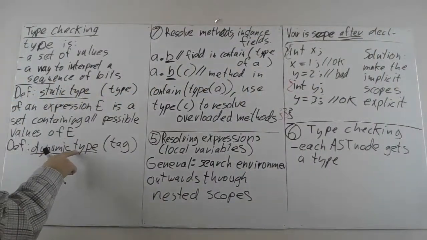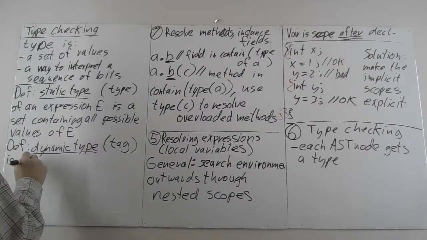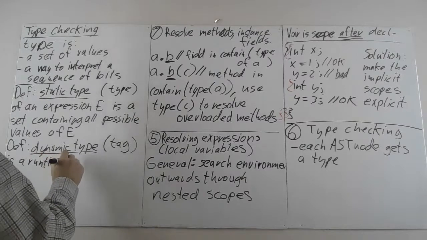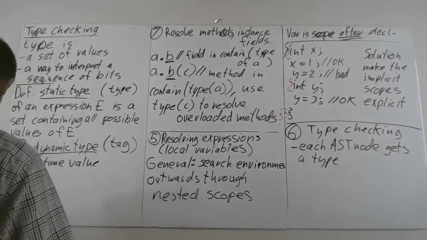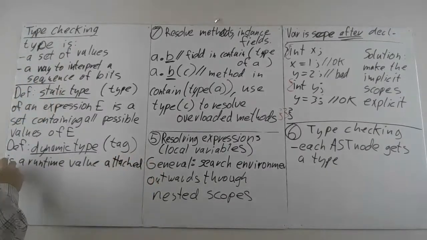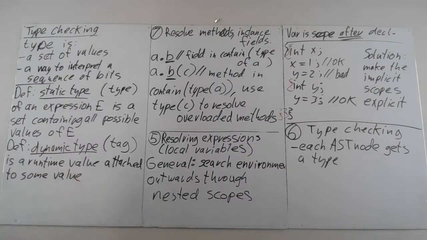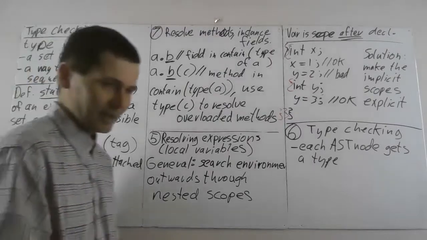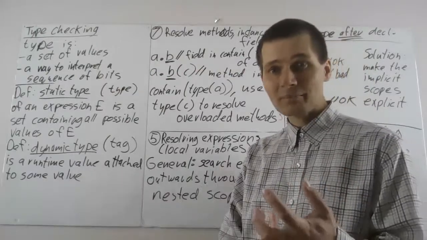But the point is that a dynamic type, or this dynamic type tag, is itself a value as well. So this is a runtime value, right, attached to some value. And in terms of that second definition of a type, telling us how to interpret some bits, the tag is going to be important as well, right?